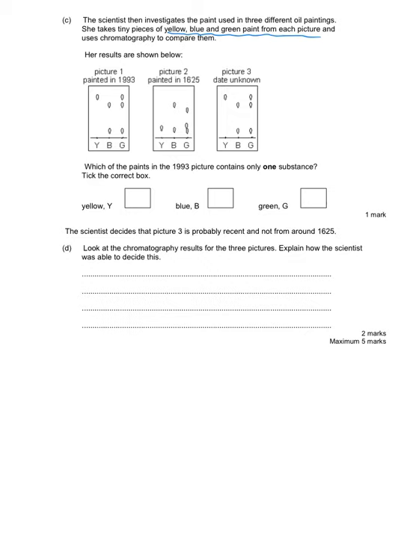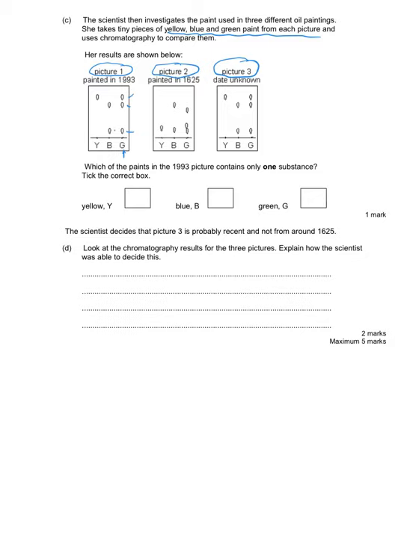She's got the 3 pictures. Picture 1, which was painted in 1993, picture 2 in 1625, and picture 3 painted at a time that is not known. And then the question says, which of the paints in 1993 contains only one substance? And so what you have to do here is we look at the green paint, and we can see that there are 3 different spots in it. So that green paint actually had 3 different substances.